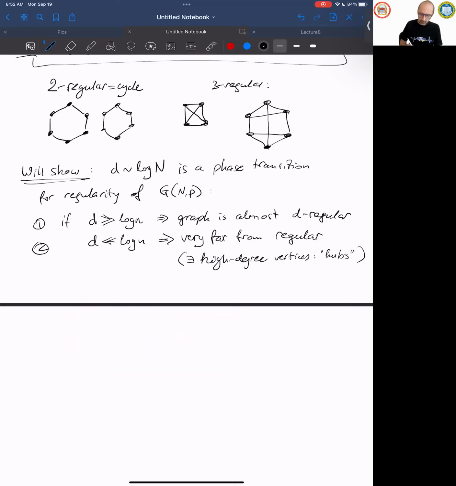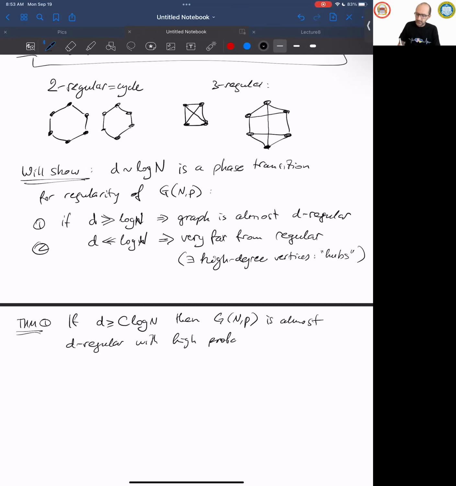So there are two statements here. We will formalize the first statement, regularity, in this way, and we'll prove a weaker statement here, but that's okay. If d is greater than C log n, where C is an absolute constant, maybe 10, then G(n,p) is almost d-regular with high probability.